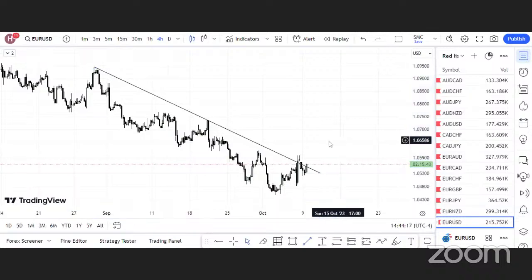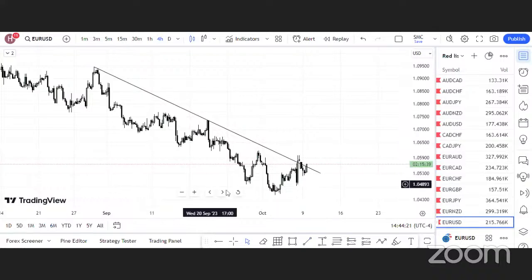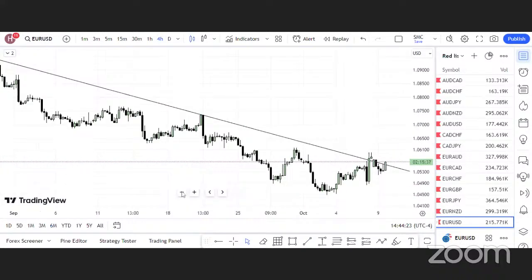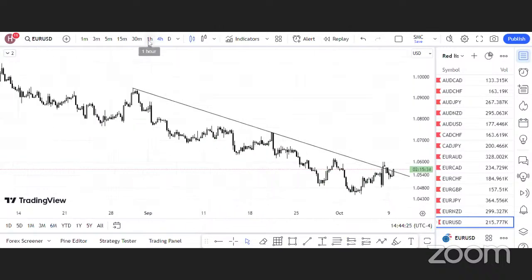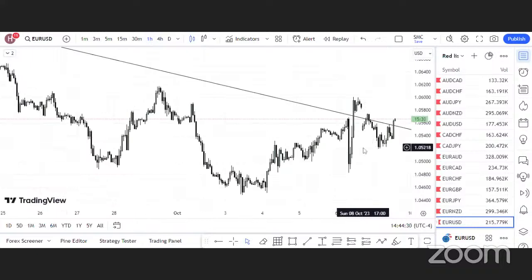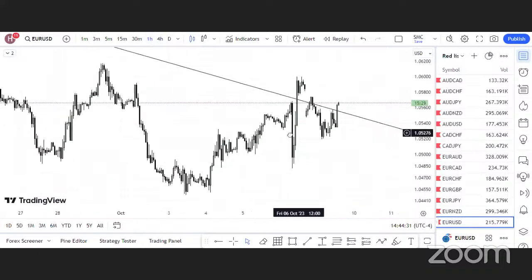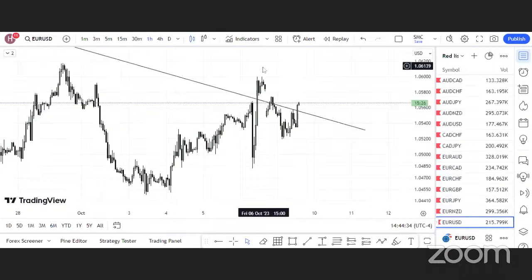Yes. So the market broke out, came to make a retest. Right. So let's go to the 1 hour time frame to see what is happening currently on that area where the market is making retest from. Right. So this market came to take liquidity.